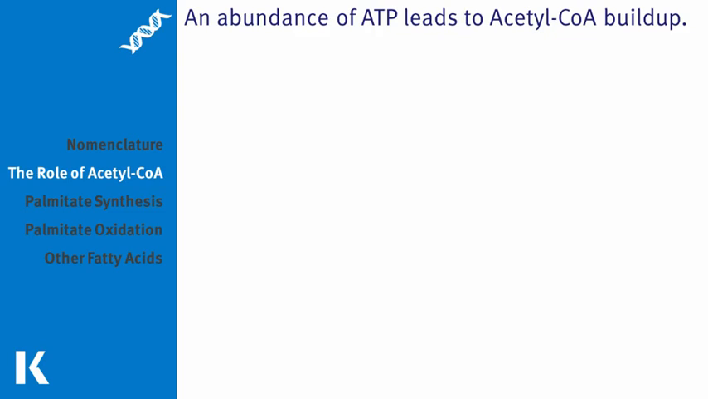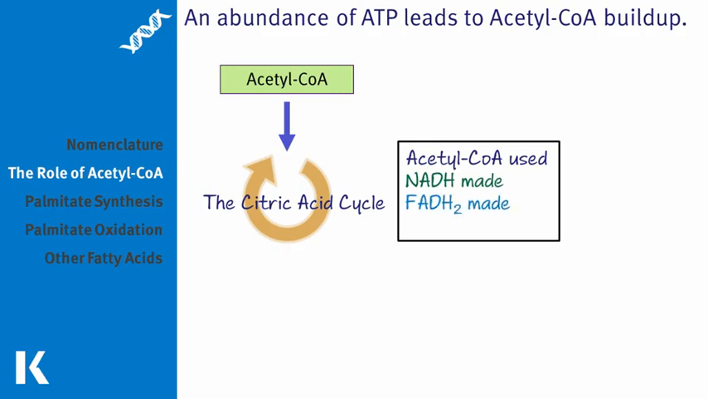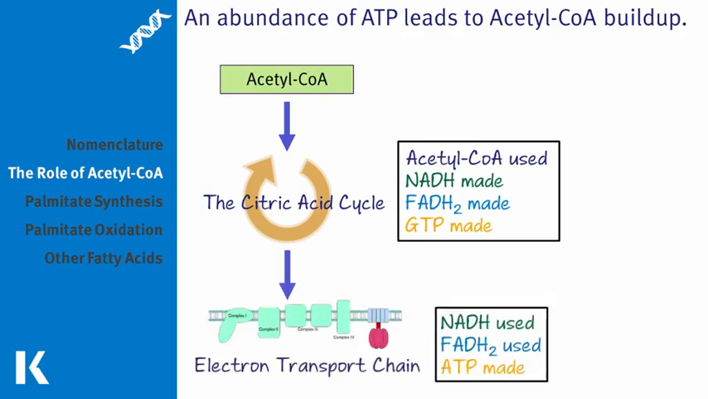Before we introduce the synthesis of fatty acids, we need to explore what happens in our bodies so that we get a buildup of acetyl-CoA, a molecule used in the synthesis of fatty acids. Typically, acetyl-CoA is used in the mitochondria in the citric acid cycle and produces NADH, FADH2, and GTP. From there, NADH and FADH2 are used in the electron transport chain, and molecules of ATP are made.